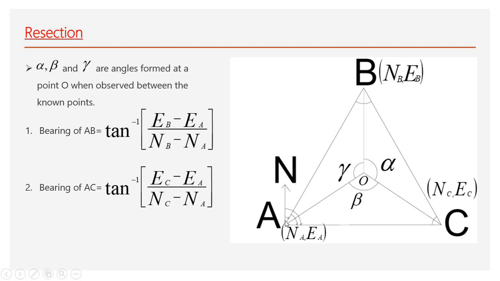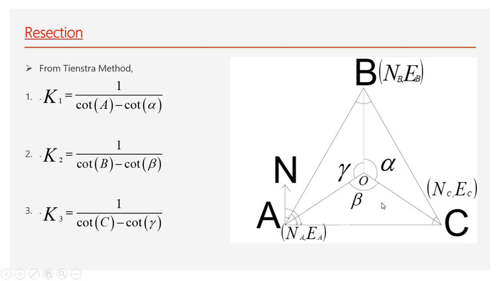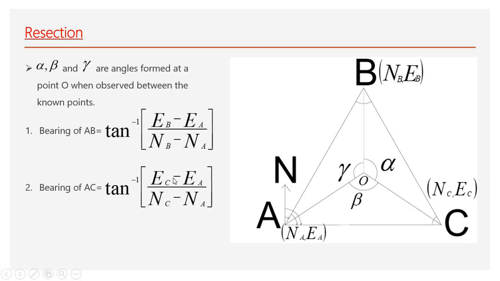In a similar way, bearing of AC equals tan inverse of easting of C minus easting of A divided by northing of C minus northing of A. In this way we can calculate the bearing of these lines AB and AC.